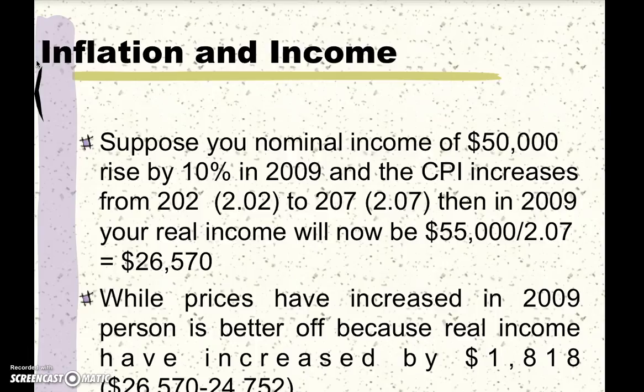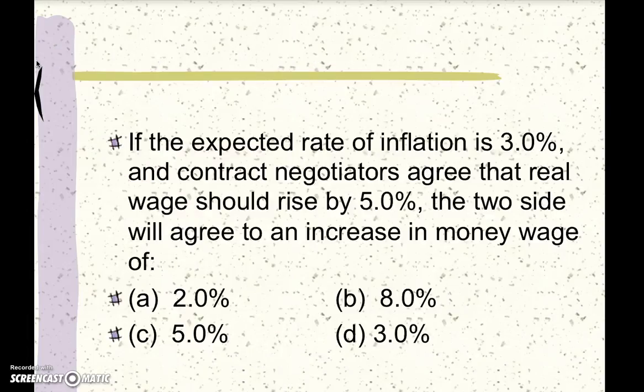So it says here now that while prices have increased in 2009, persons are really better off when you compare it to the previous slide, whereby prices increased but they did not get an increase in the nominal wage. So once the nominal rate of your salary increase is greater than or equal to your inflation rate, then your purchasing power is either going to remain unchanged or increasing.